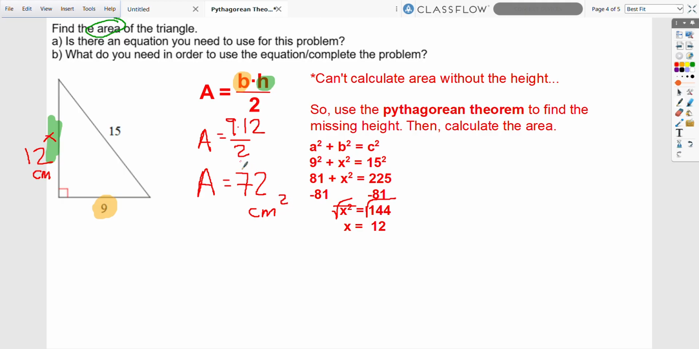Oh, I'm sorry, that is calculated wrong. I did that in my head. That is 54 centimeters squared. So it is a two-step problem.